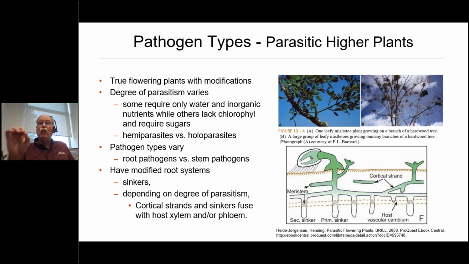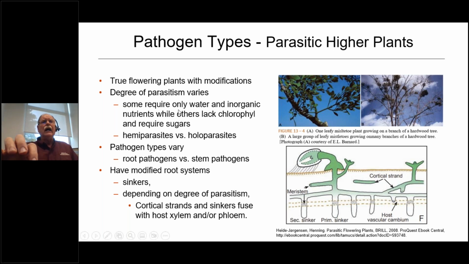Now, sometimes these organisms only hook up with the xylem, and therefore they only draw water and inorganic nutrients out of their host. Other parasitic higher plants will hook up with the phloem as well as the xylem. And therefore, these are more serious plant parasites because they actually draw contents out of the phloem as well. And I hope that you can all see why there would be an important difference between the two types.